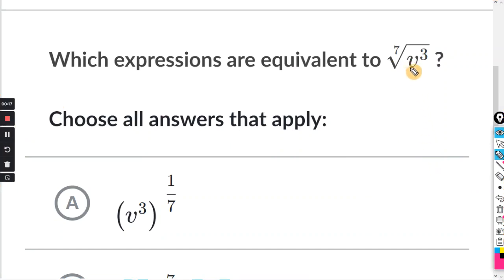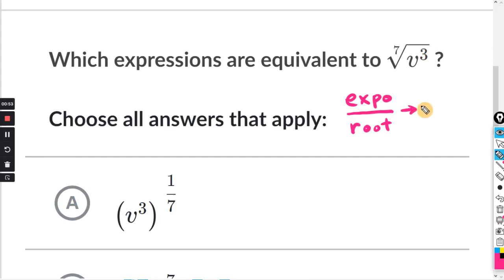So I am going to convert this into a fractional exponent. Basically, when you have an exponent that's a fraction, the numerator of the fraction is the actual exponent, and the denominator is the root.